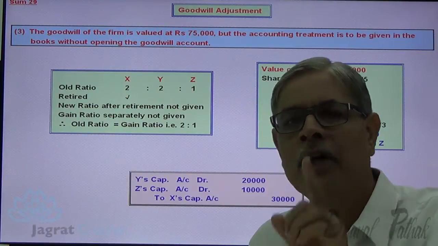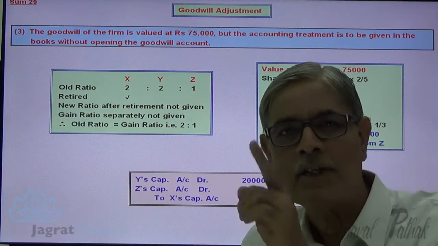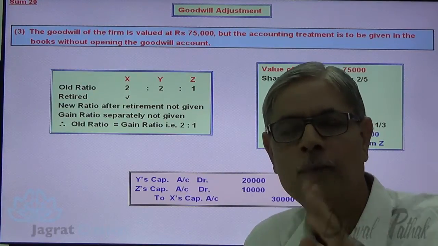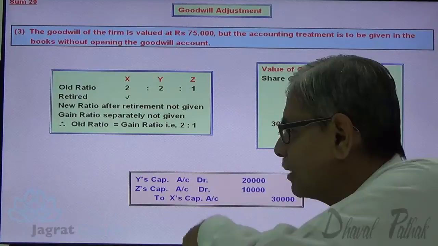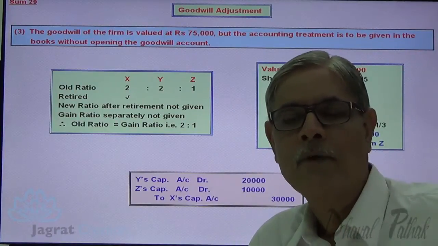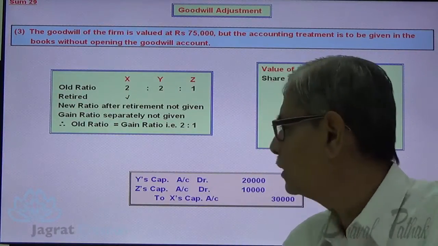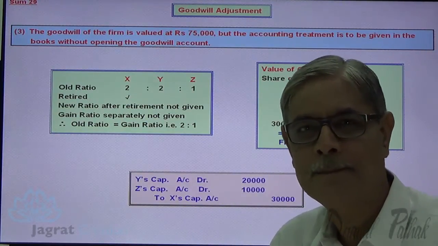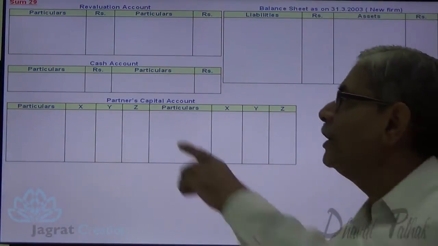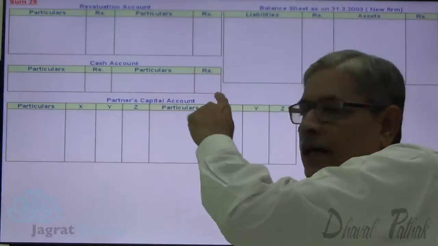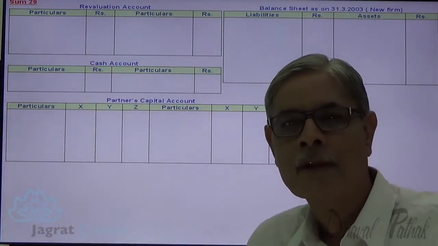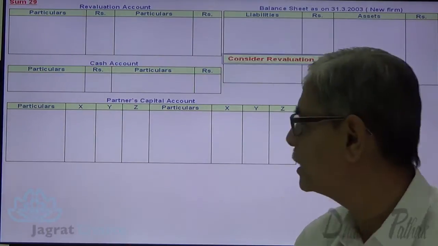So the retiring partner gets his share in goodwill from continuing partners in the ratio of gain. And observe, this is the adjustment entry for goodwill. This I will take care of while solving the sum. Now let me start with the sum. Here I prepare revaluation account, cash account, partners' capital account, balance sheet after retirement. First I will start with revaluation adjustments.